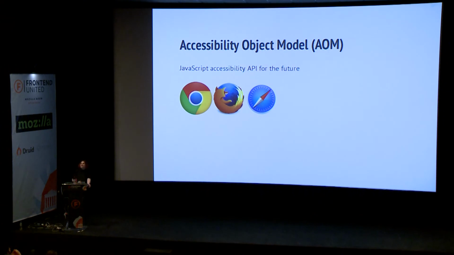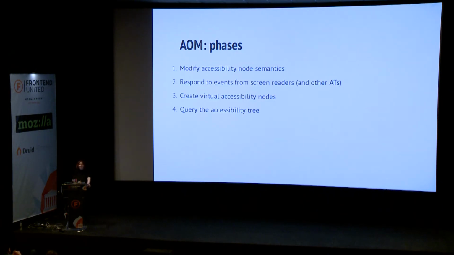I mentioned earlier that the platform accessibility APIs that people use are not JavaScript APIs. There is work starting to happen on something called the accessibility object model. It has people from Google, from Mozilla, and Apple working on it. And if it comes to fruition, which I hope it will, it will be a JavaScript API for accessibility. And it will have 4 phases of development. This is what they're proposing to work on.